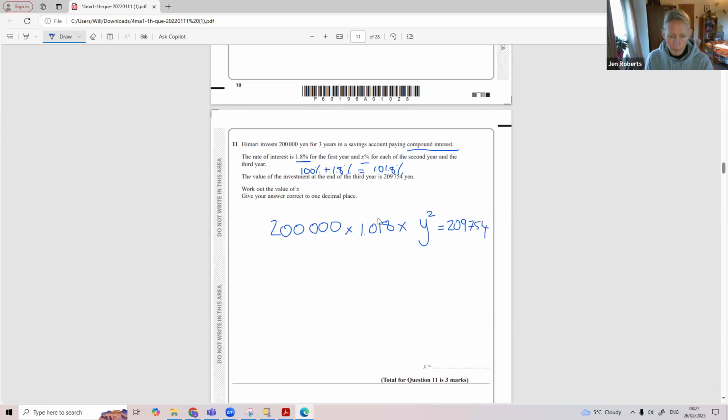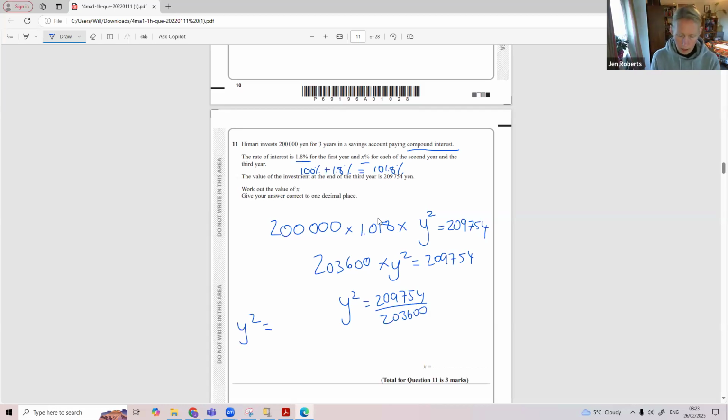209,754 yen. So I'm going to work out this 200,000 times 1.018 first, which is 203,600. So even if you couldn't do anything else, you would have picked up 1 mark probably for doing that. I'm going to divide both sides by 203,600. So y squared is 1.03.